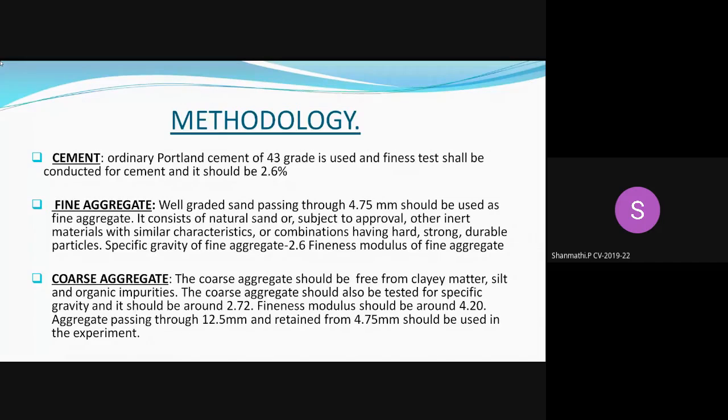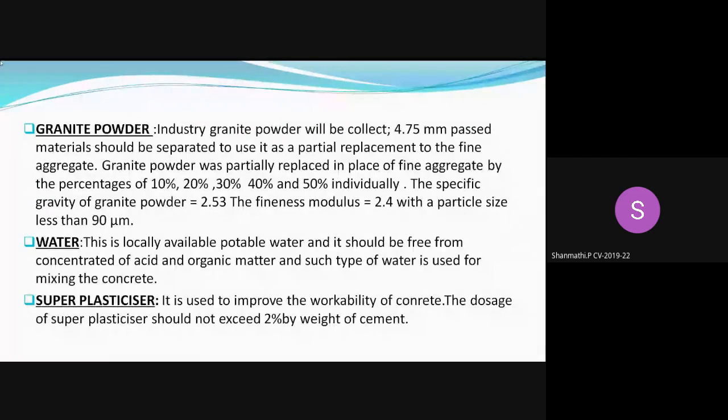Industry granite powder will be collected, and the 4.75 mm passed material should be separated to use as a partial replacement for the fine aggregate. Granite powder was partially replaced in place of fine aggregate by the percentages of 10, 20, 30, 40 and 50% individually. The specific gravity of granite powder is 2.53. The fineness modulus is 2.4 with a particle size less than 90 microns. Locally available potable water, free from concentrated acid and organic matter, is used for mixing the concrete. We are using superplasticizers to improve the workability of concrete. The dosage of superplasticizer should not exceed 2% by weight of cement. Now I'm handing over the session to Manisha.